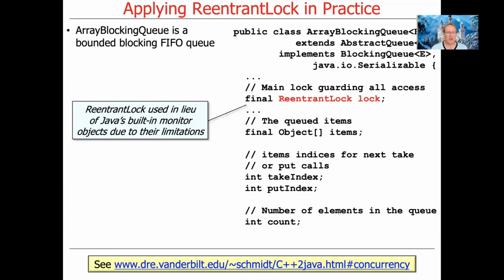Now, the way this works under the hood is the array blocking queue uses a Java ReentrantLock, as well as some other stuff that we'll talk about later. And it intentionally does not use Java built-in monitor objects due to the limitations of built-in monitor objects that we've talked about. Like you can't do blocking operations, and there are other limitations as well. You can't do non-blocking operations. You can't interrupt things and so on.